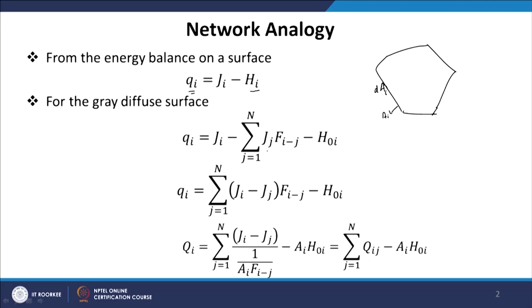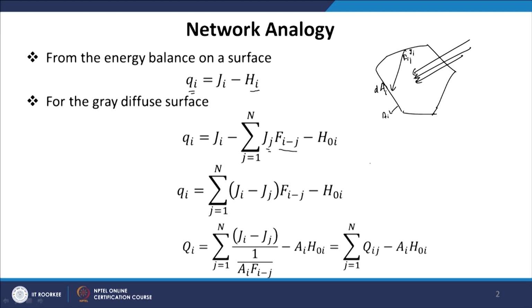Now, for the grey diffuse surface we have to substitute for irradiation Hi. So, irradiation can be written as summation over radiosities from all the surfaces. So, summation j equal to 1 to n of Jj and the view factor between the two surfaces, Fij. So, Fij and Jj, minus H0i, which is the radiation coming from outside. This is outside radiation which may be coming from some outside source. So, Qi is equal to Ji minus summation Jj Fij minus H0i.